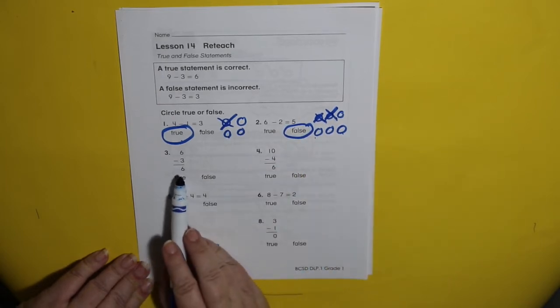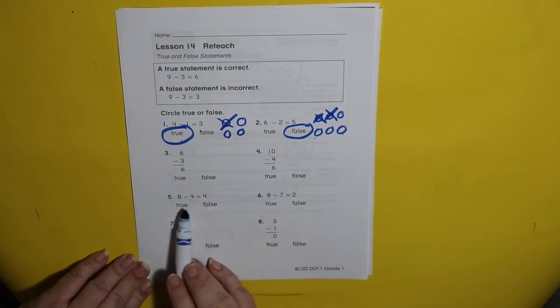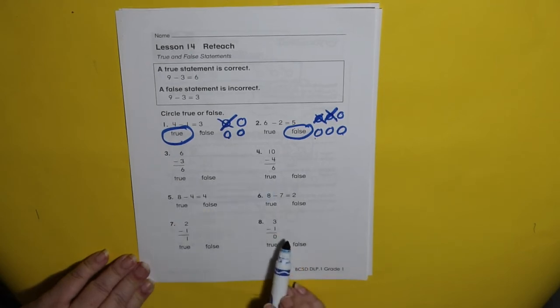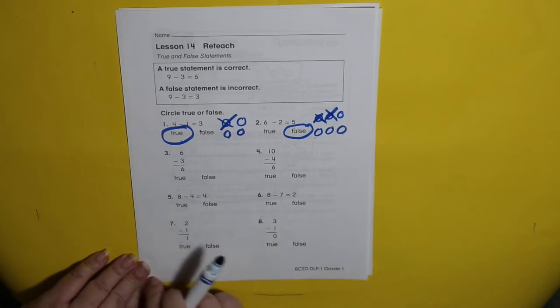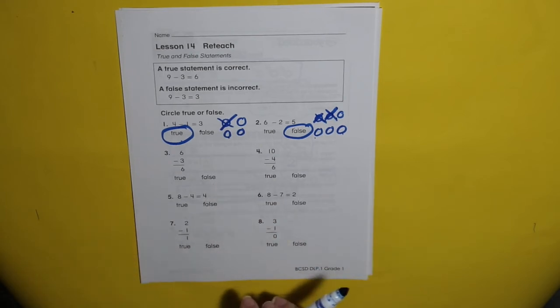So now you're going to need to do number 3, 4, 5, 6, 7, and 8. Each time, if you draw the picture and check, you will know if it is true or false.